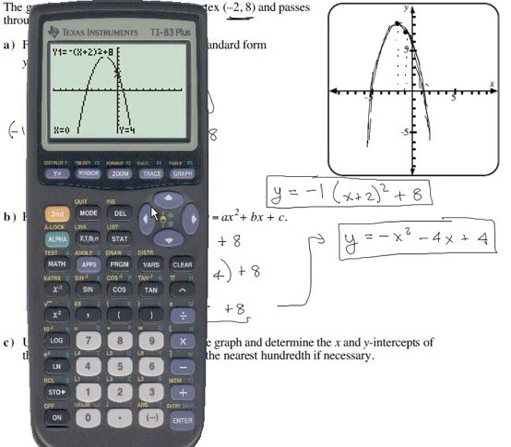So, x-intercept at minus 4.83, that's this one. x-intercept at positive 0.83, and y-intercept at (0, 4).